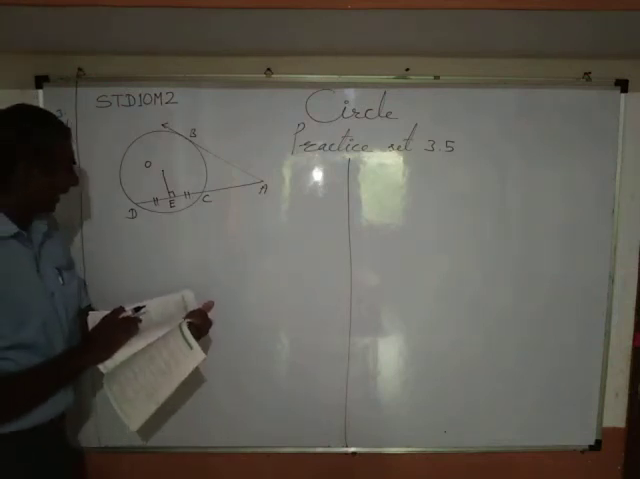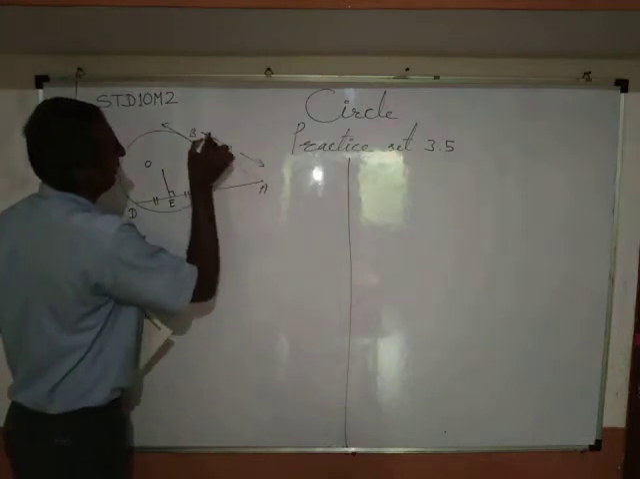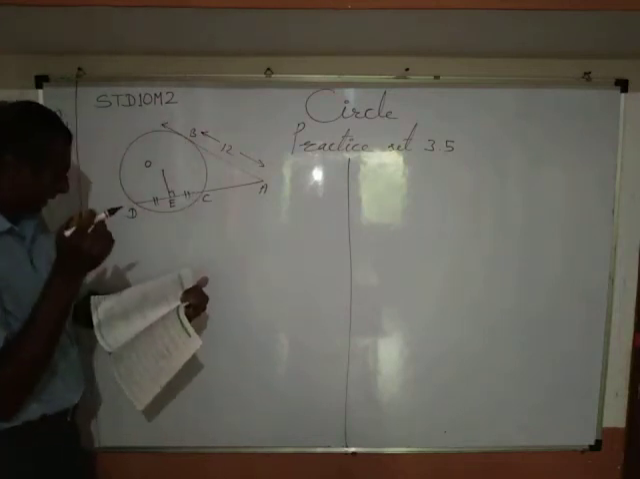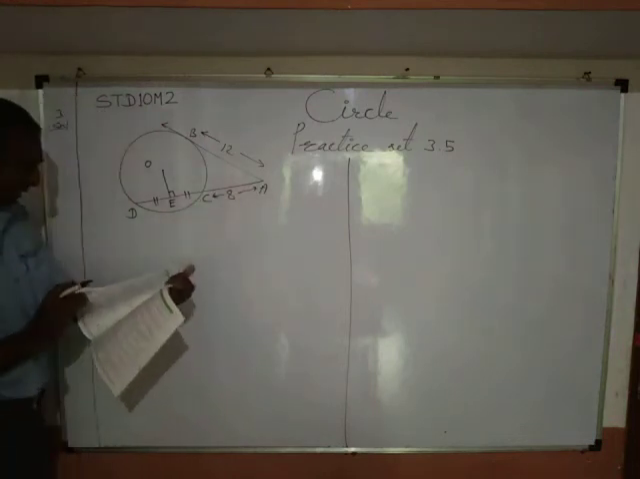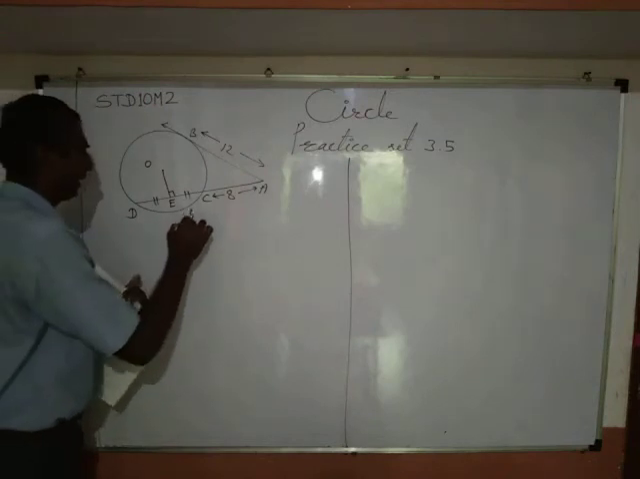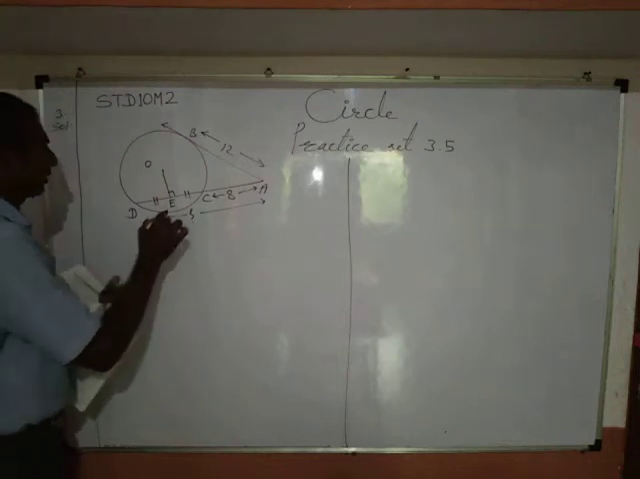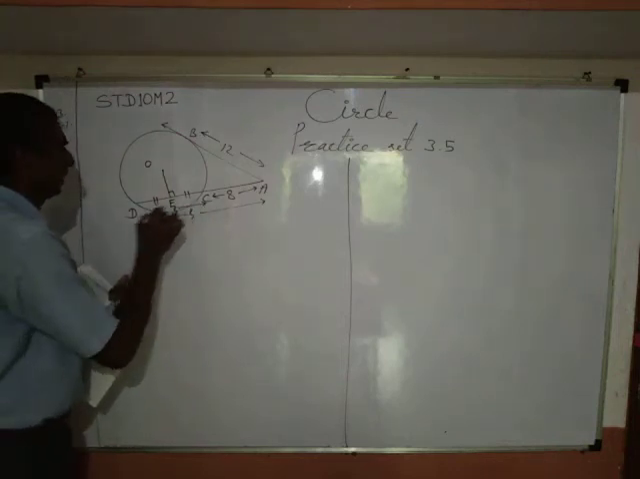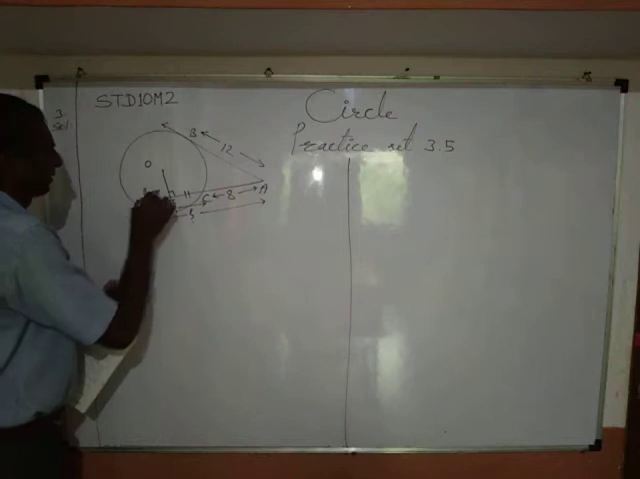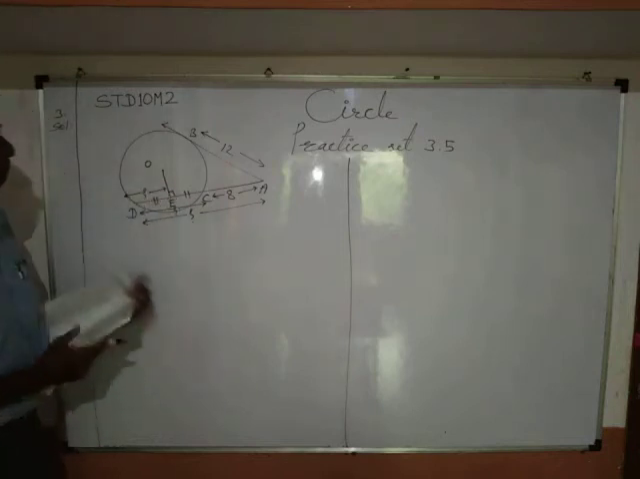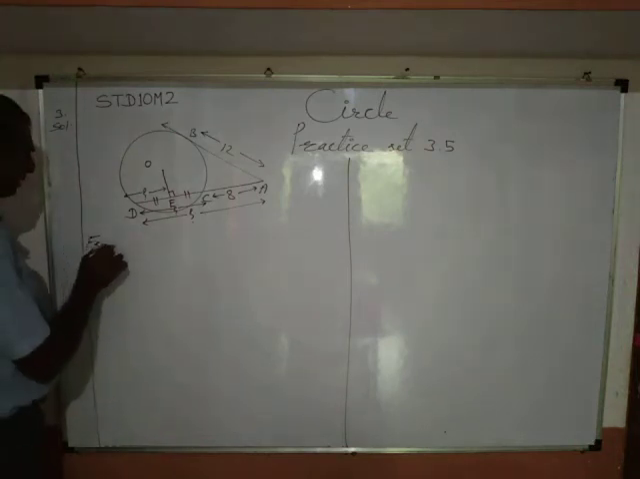OE perpendicular seg AD, AB equals 12. Okay, AB equals 12. And AC equals 8, and we are interested to find AD. AD equals how much? DC equals how much? Okay, DC, and DE equals how much? Let's give the solution from the figure.